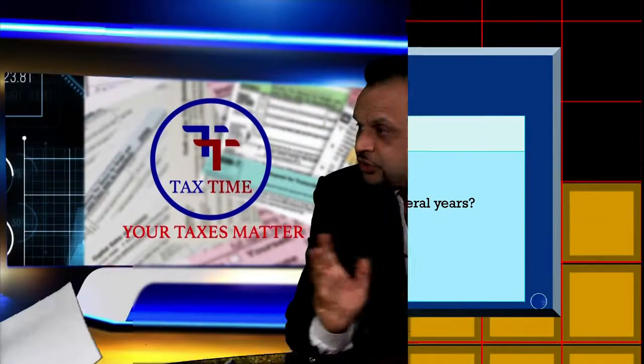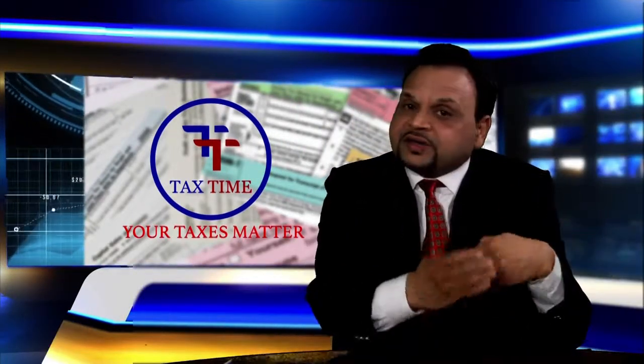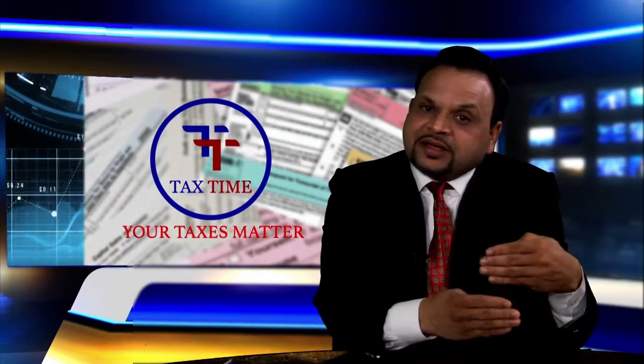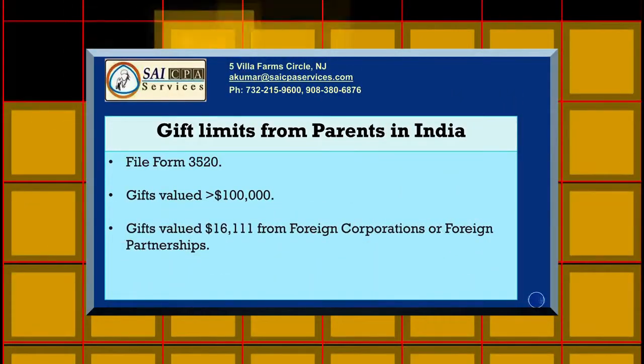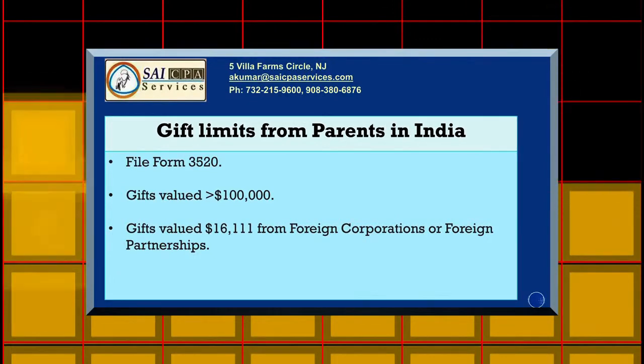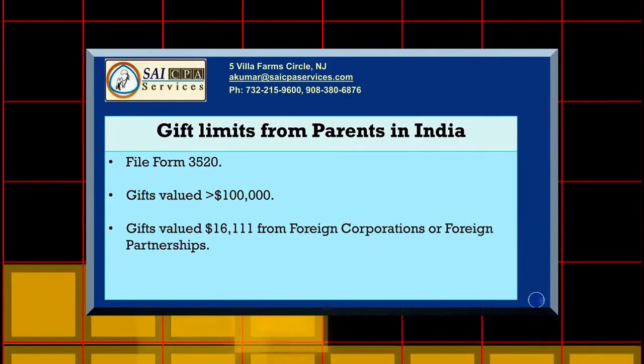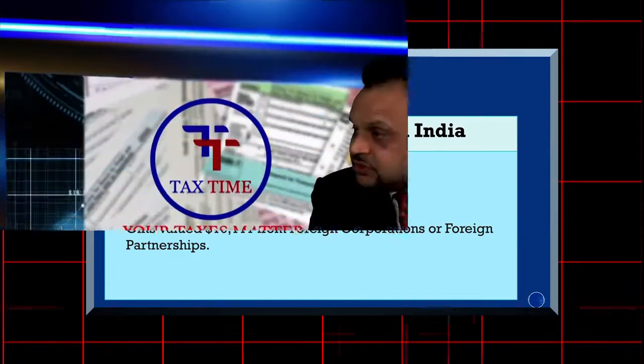For a foreign gift that we are talking about, if somebody got the gift from a foreign parent, parents who do not have the social security number, parents who do not have the citizenship, in that case, the gift limit is $100,000. If you are trying to buy a home, and your parents from India are giving a gift of $100,000 to you, you don't have to pay any taxes on that money. You don't even have to report that $100,000 on your US tax return.